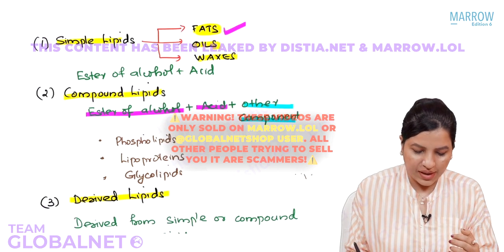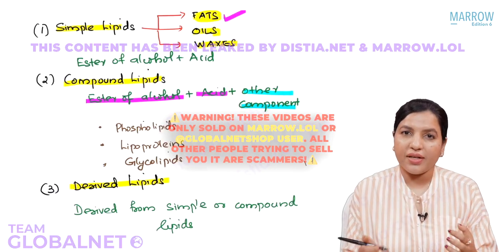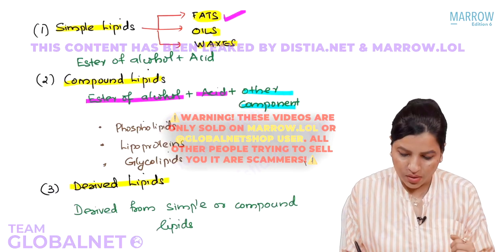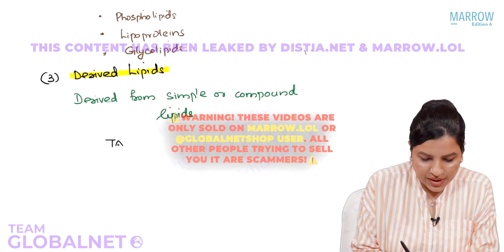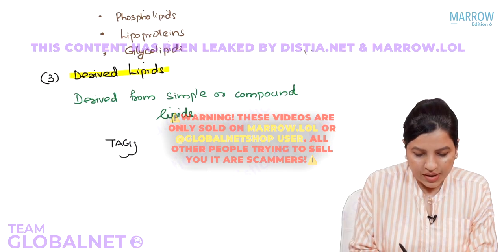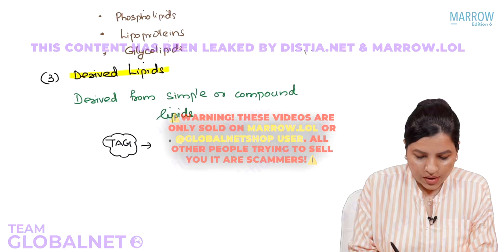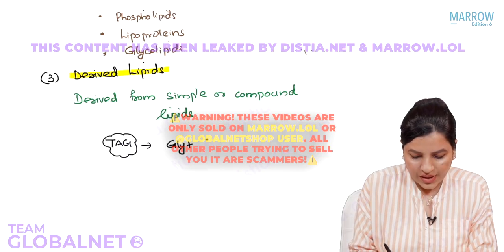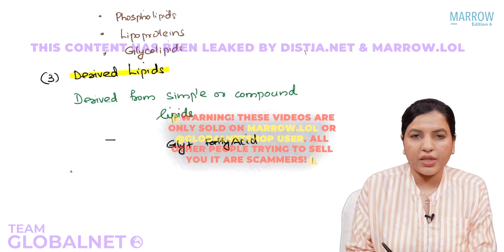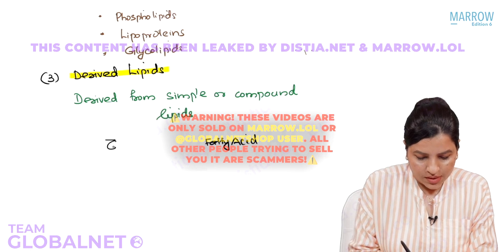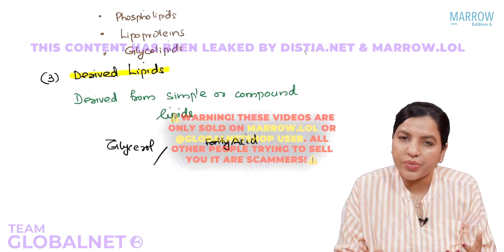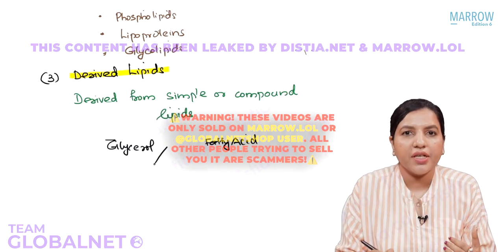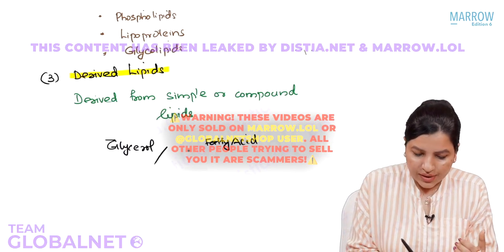Now, the last is the derived lipids. Derived lipids means that they are derived from either simple lipids or compound lipids. For example, we know the triacylglycerol. The triacylglycerol means it is glycerol plus fatty acid. If I am writing here glycerol, fatty acid, etc. What are they? They are derived lipids because they are derived from a simple lipid, triacylglycerol. So, they are derived lipids.